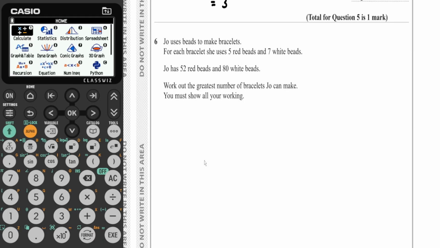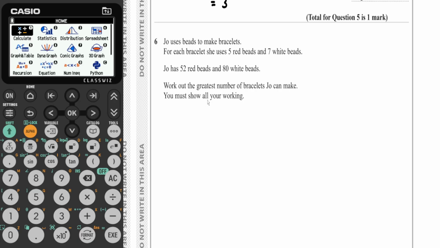Question number 6. Jo uses beads to make bracelets. For each bracelet, she uses 5 red beads and 7 white beads. Jo has 52 red beads and 80 white beads. We have to work out the greatest number of bracelets Jo can make. You must show all your working.